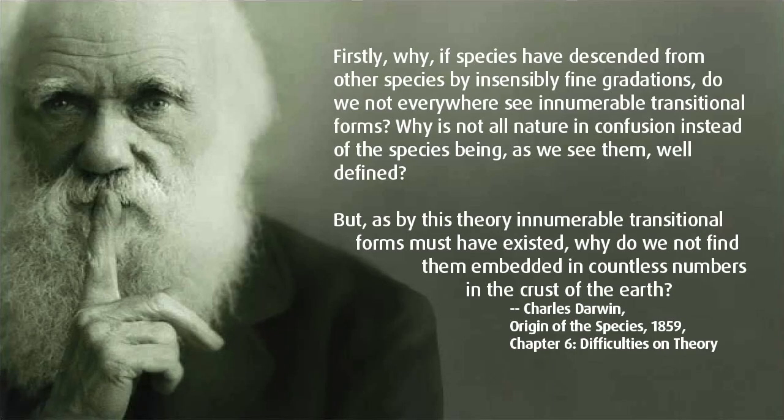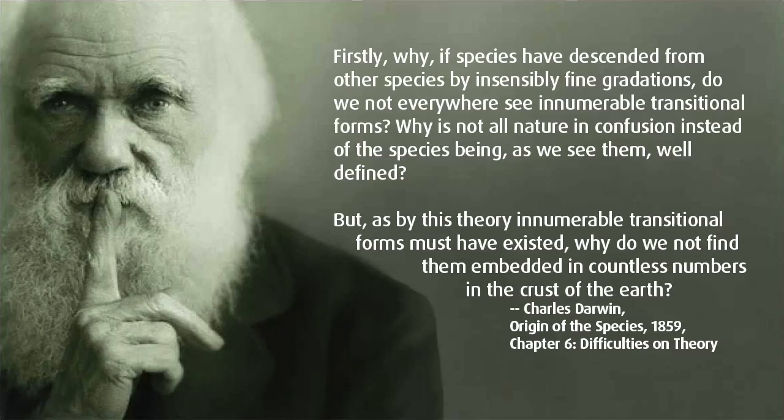Charles Darwin, this is something that bothered him clear back when he was doing his work. Remember, this is in 1859, so we're talking more than 150 years ago. He said, firstly, why, if species have descended from other species by insensibly fine gradations, do we not everywhere see innumerable transitional forms? Why is not all of nature in confusion instead of species being, as we see them, well defined? But as by this theory innumerable transitional forms must have existed, why do we not find them embedded in the countless numbers in the crust of the earth?